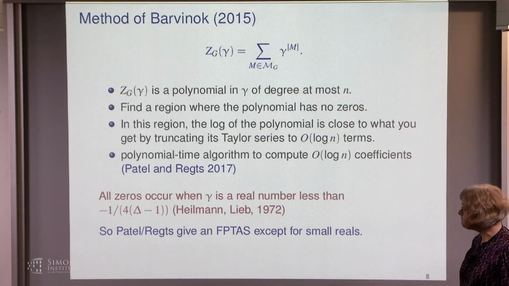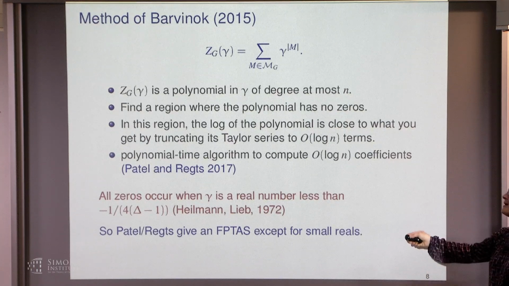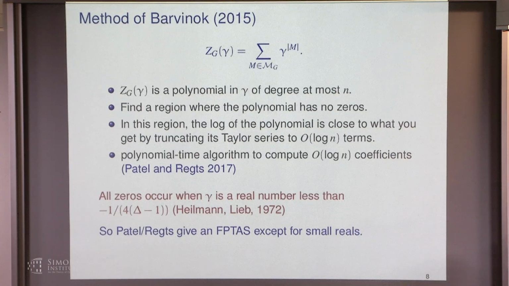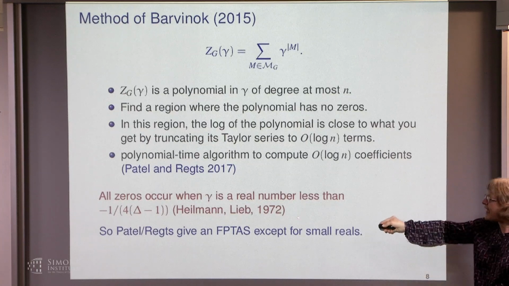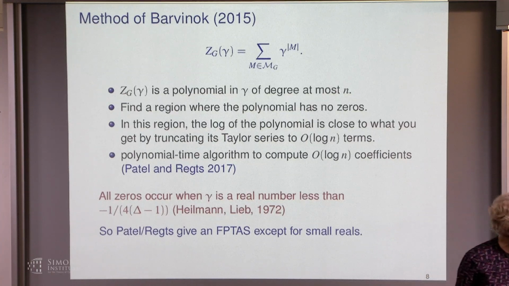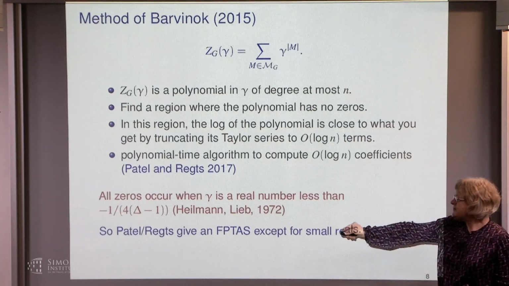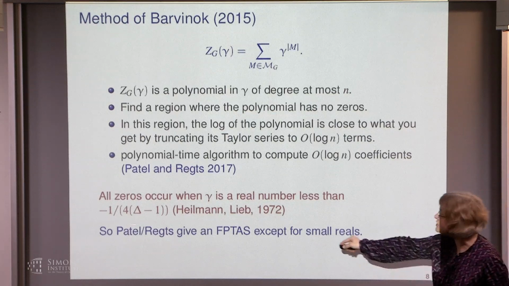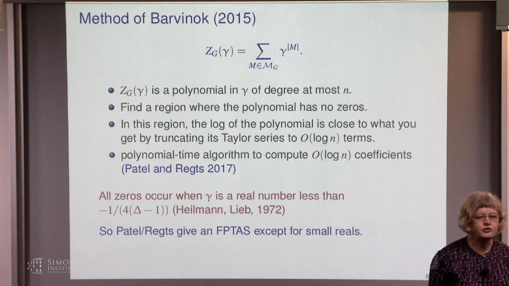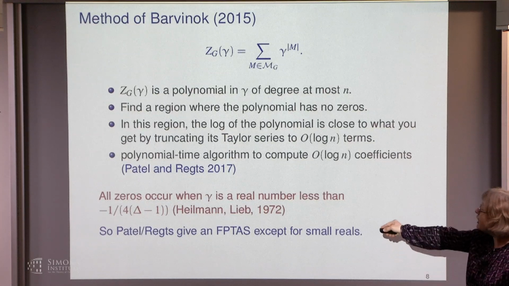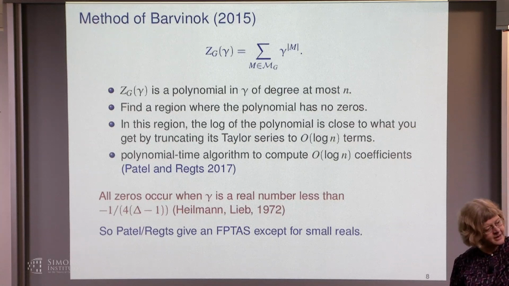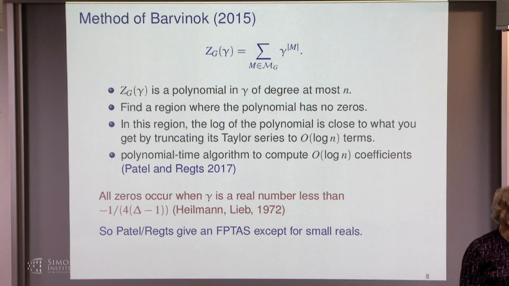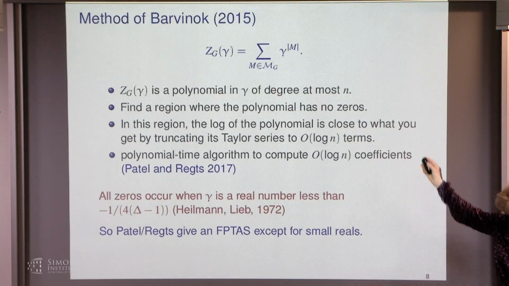Going back to Elliot's first talk, this comes up in just about every talk in this meeting. We have this really important and well-known result that for this polynomial, the zeros only occur on the negative reals. And beyond that, we've got a bound: the zeros occur on the real axis, and they're less than -1 over 4 delta minus 1. So everywhere apart from this negative real axis, we get a good approximation algorithm. This is due to Patel, Regts, and Barvinok.